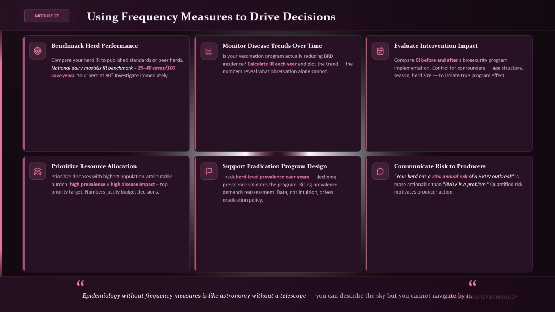And sixth, maybe the most underrated, communicating risk to producers. "Your herd has a 20% annual risk of a BVDV outbreak" lands so much harder than "BVDV is a problem." A quantified risk is what actually motivates someone to act.